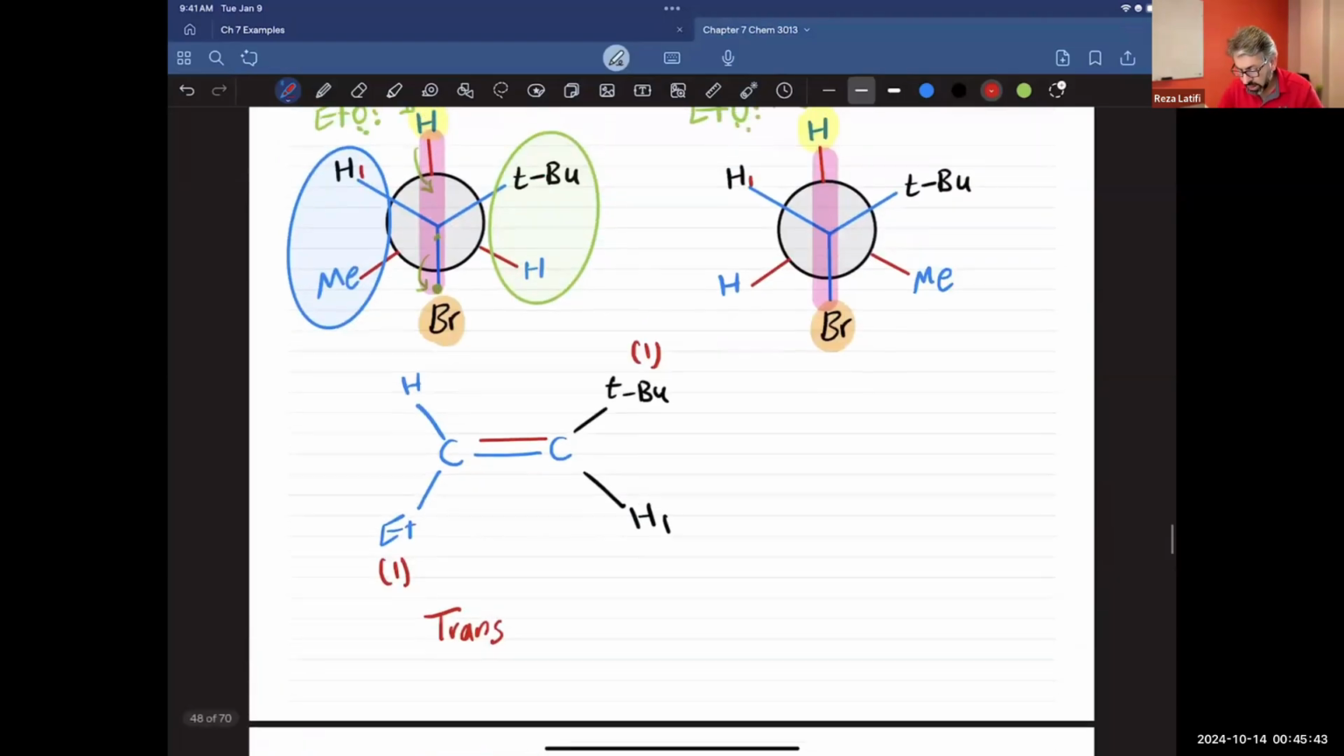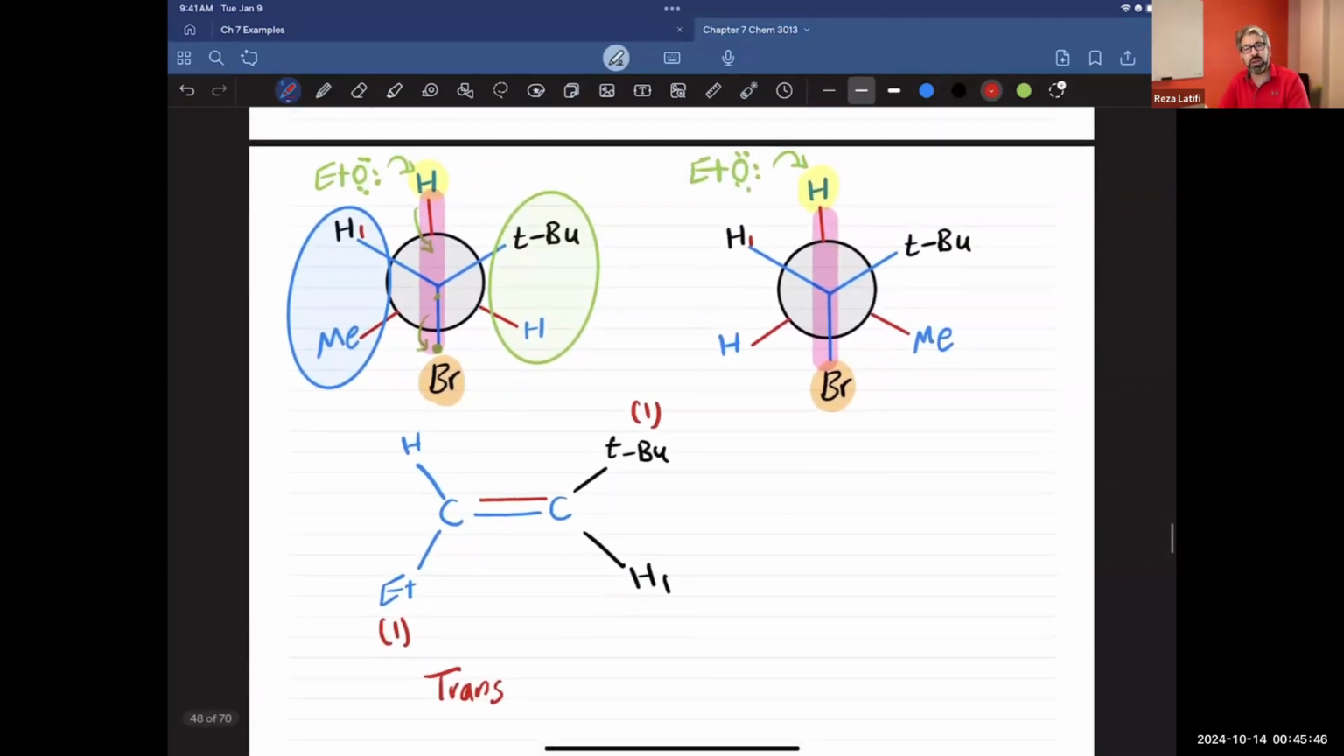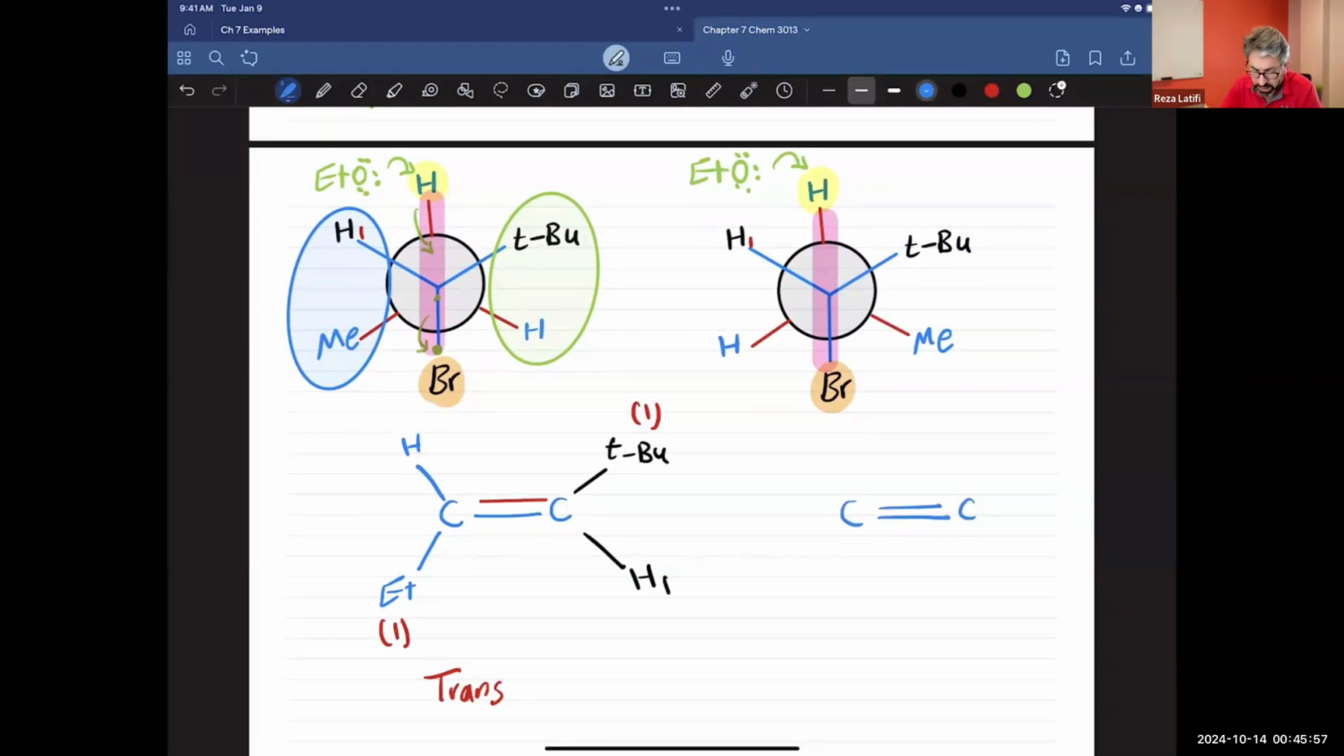And if I run the same reaction with the gauche one, it is going to give me 2 carbons attached through a double bond. I will have the tertiary butyl with the methyl on one side. So on the first carbon, we know we have tertiary butyl and hydrogen, but then the methyl will be on the same side as the tertiary butyl, and hydrogen will be there.